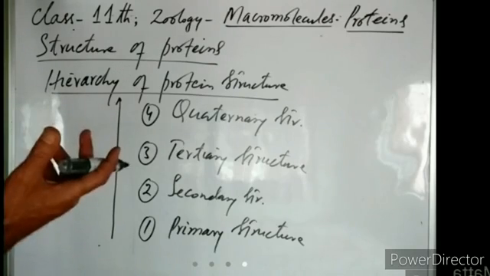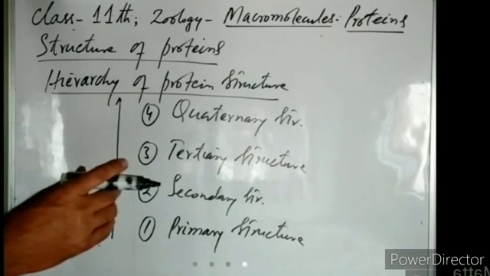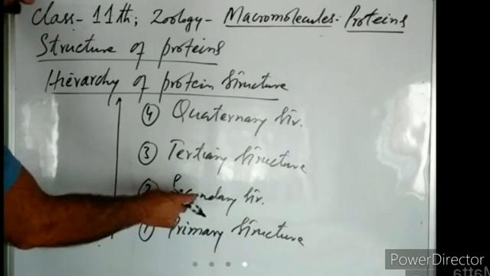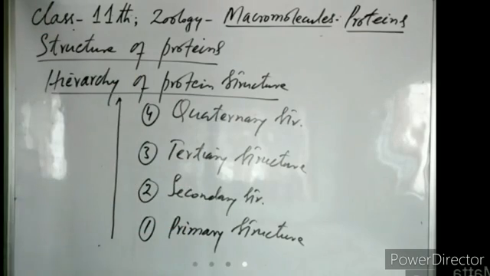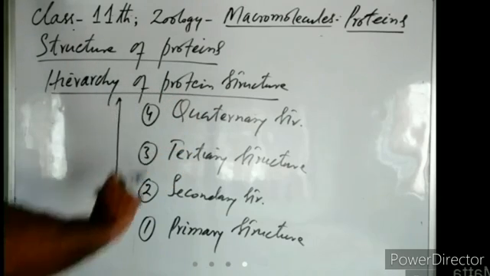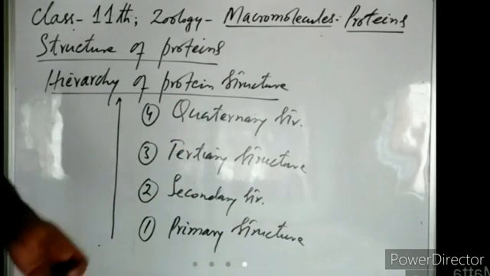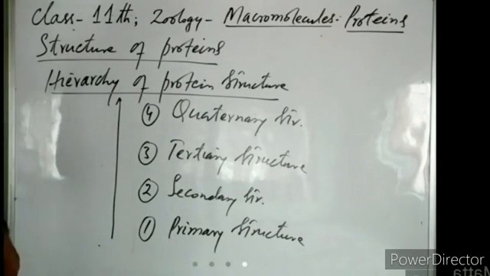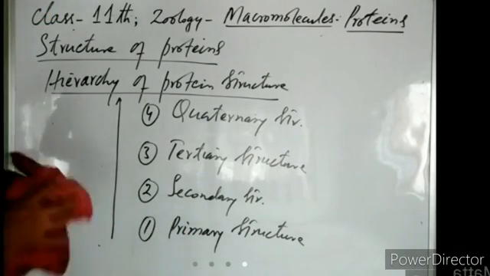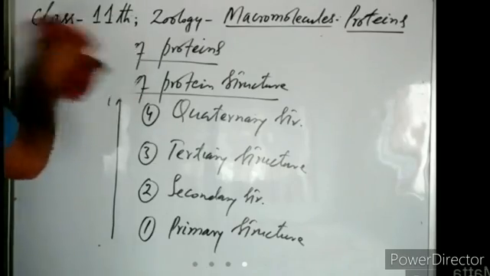So hierarchy means the system in which smaller components of a structure are arranged first, followed by a little more complex, then more complex, and the most complex. A protein does not exist in a single structure. It first forms a primary structure, then a secondary structure, then a tertiary structure, then the quaternary structure. We have to look at these structures one by one. We will start with the primary structure of protein.